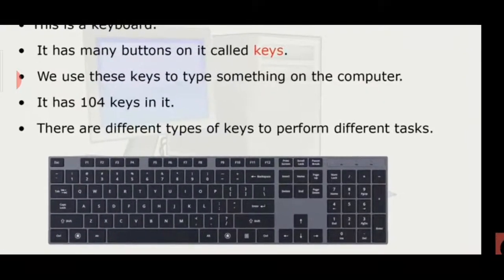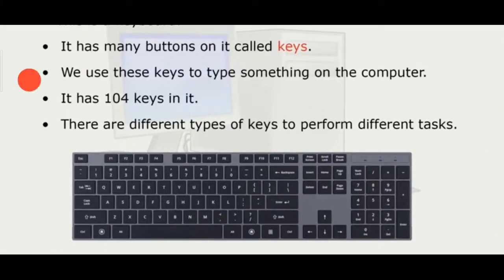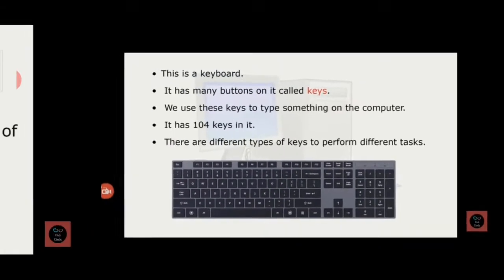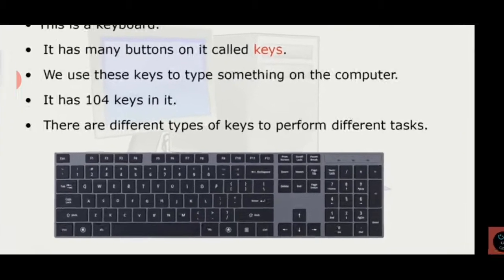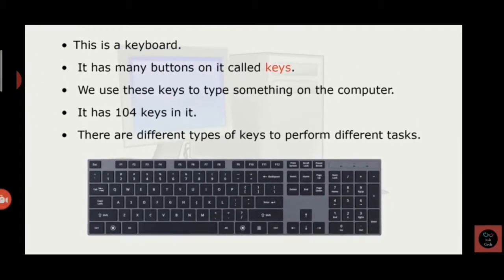Can you see the picture? This is a keyboard. It has many buttons on it, and these buttons are known as keys. Okay, so keyboard is having many buttons on it, and these buttons are known as keys. So we use these keys to type something on a computer. So as you all know that we use computer keyboard to type something on a computer.